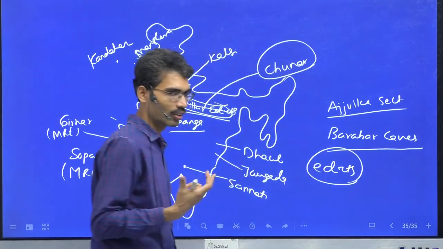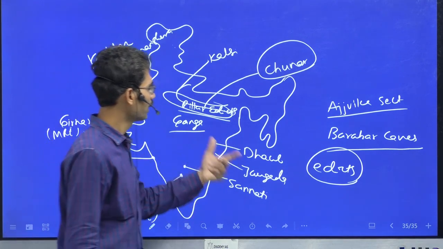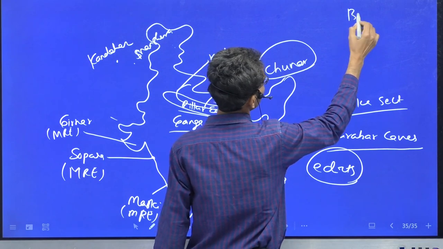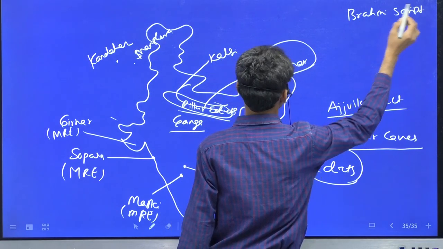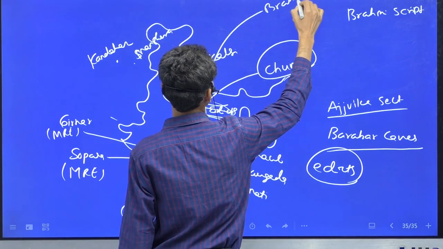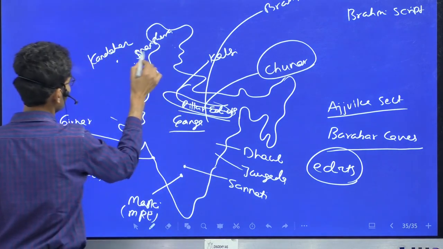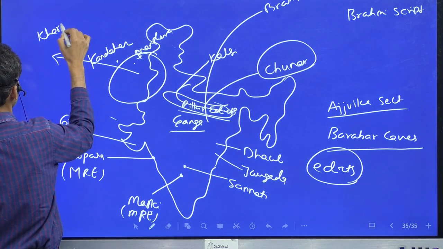These are royal orders, so that people will follow this. He issued in Brahmi script. Here issued in Brahmi script. In this area, he issued in Kharosthi.